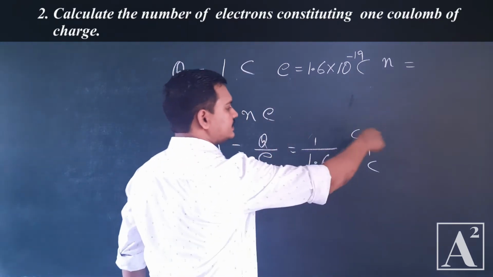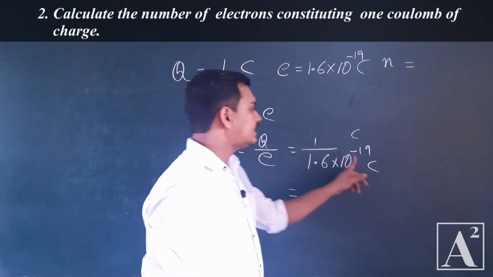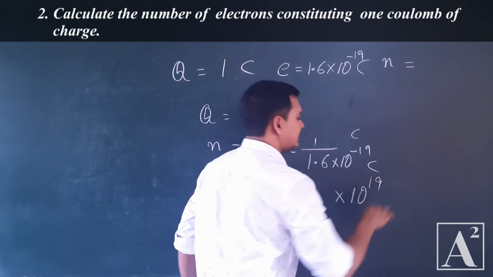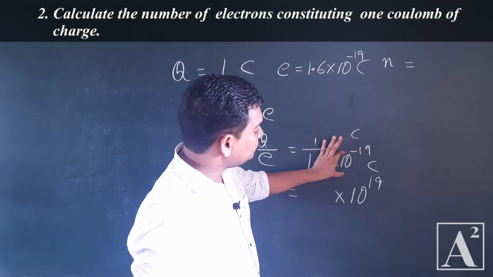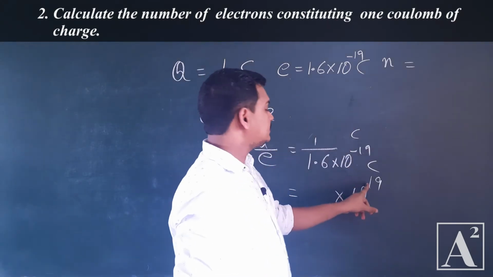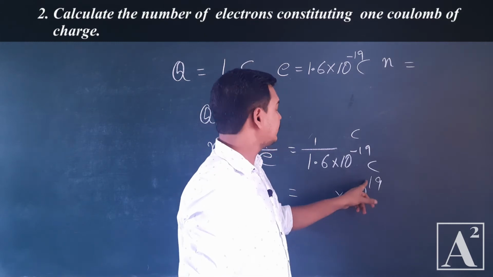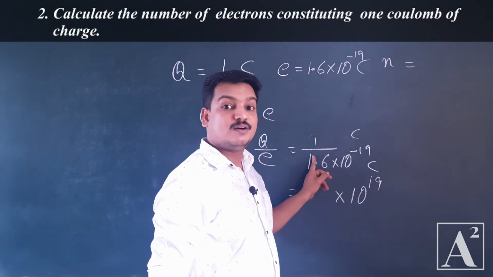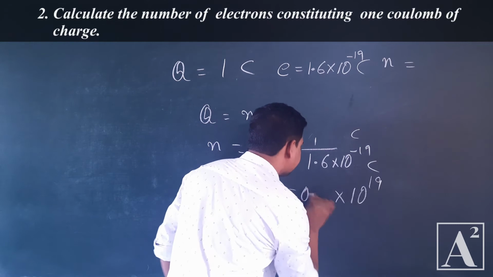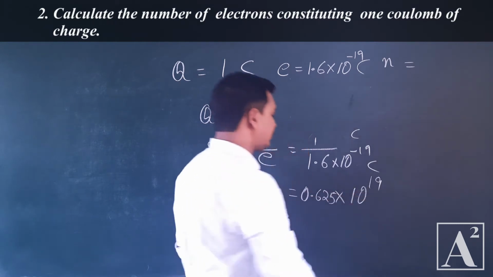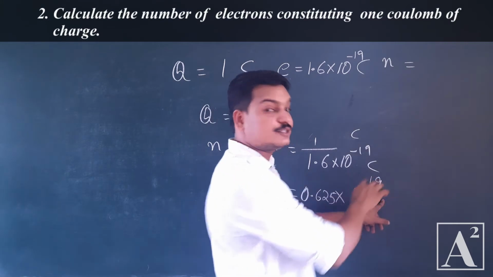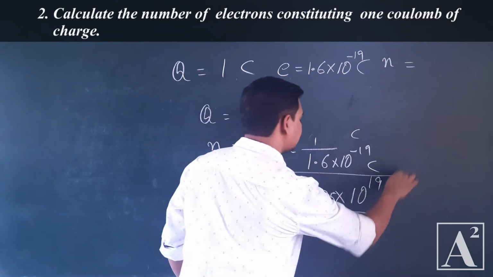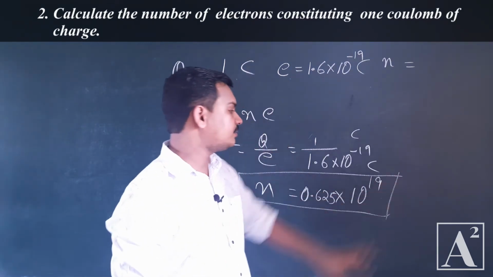Now coulomb gets cancelled. Let's deal with 10 raised to minus 19. If we take it into the numerator, it is going to be 10 raised to plus 19, right? When we move exponents from the denominator to the numerator, the sign will change. So now it is 10 to the power 19. Now the division, 1 divided by 1.6, that is 0.625. What is the unit here? There is no unit because it is a count, right? We are finding the number of electrons here. So we got the number of electrons, that is 0.625 into 10 to the power 19.